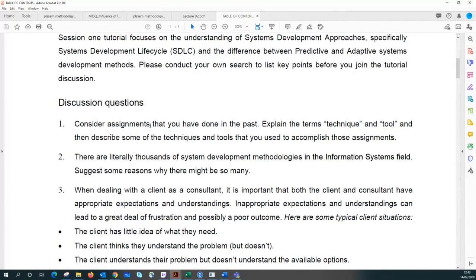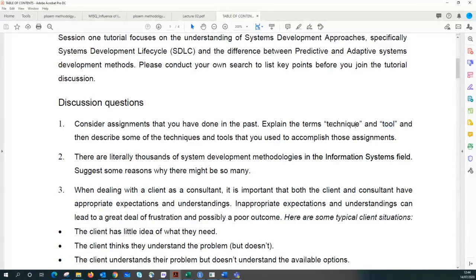You have some project work or assignment work, so you take some techniques and tools to complete it. The same principle applies to system analysis or system development activities. We need to use techniques and tools associated with a specific system development methodology and apply them to produce some output. If you relate that concept to the assignment or project work you have done in the past, how are you going to apply these two terms? That is the question: what do you mean by technique, and what do you mean by tools?